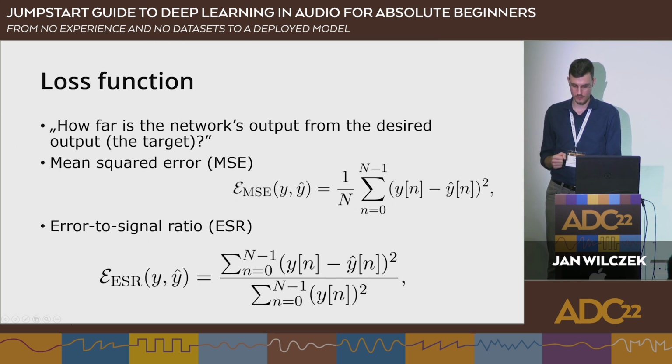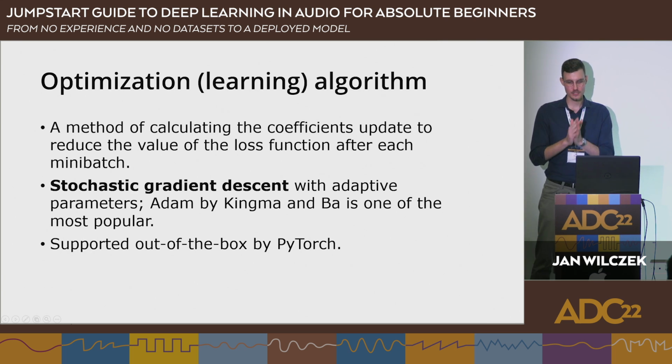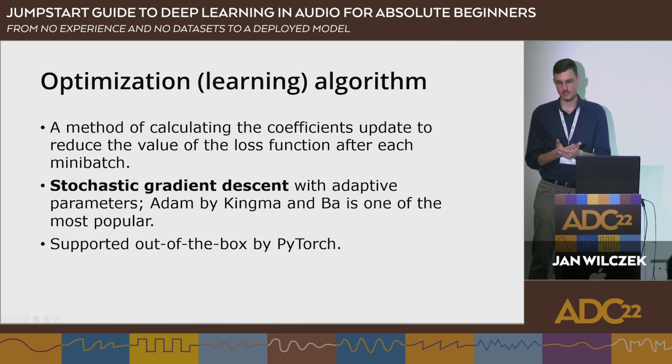that we process during training. All right, we had our data set, we have our neural network, we process the data through the network, and we can calculate how far we are from what we wanted to achieve.